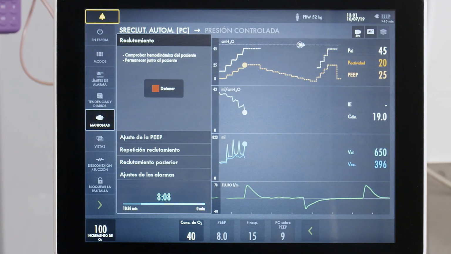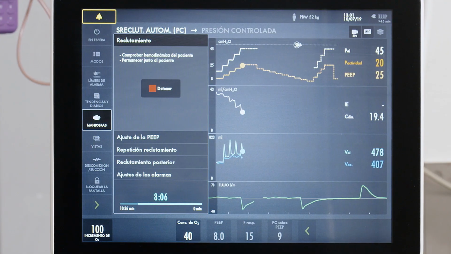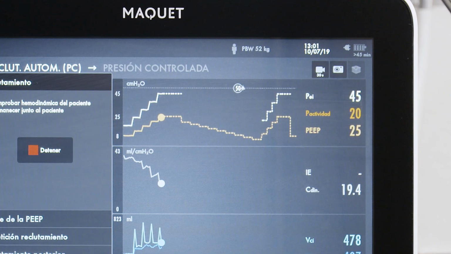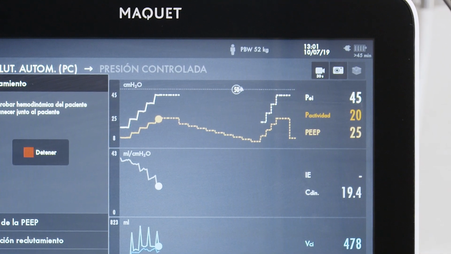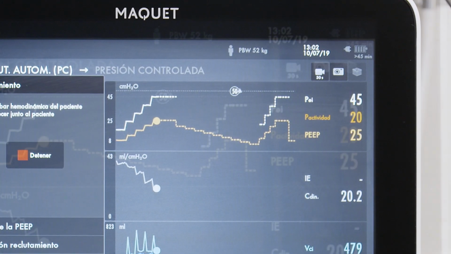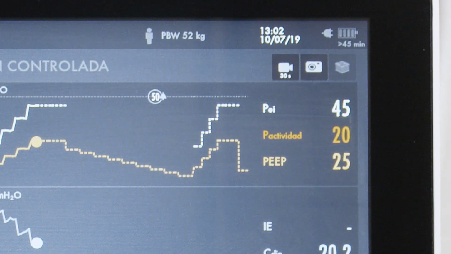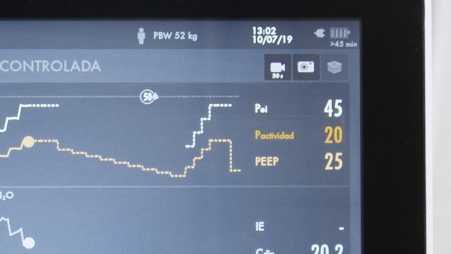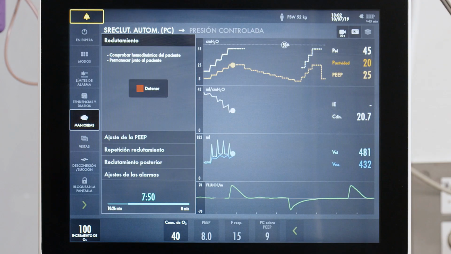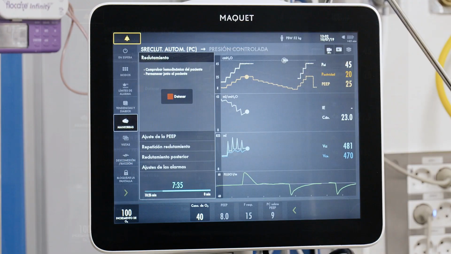Now we have reached the recruitment pressure, so the actual recruitment maneuver is starting now. We have reached 45 centimeters of water of inspiratory pressure and a PEEP level of 25. This means a delta pressure of 20. And this will be maintained now for 1.5 minutes. Now we need to pay special attention to the hemodynamic condition, because this is the moment of maximum stress on the respiratory system and on the cardiovascular system. So we need to make sure that we don't have any drops in blood pressure.